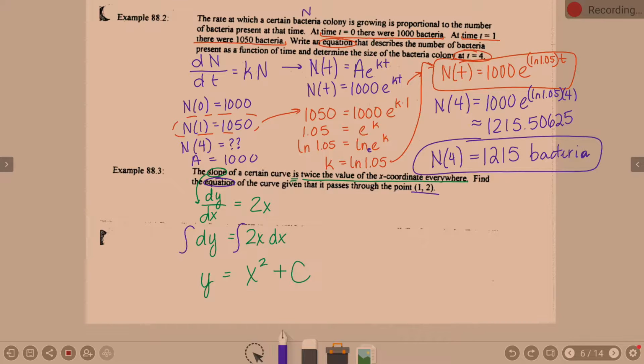Now, we're not done because we were given that it passes through the point (1, 2). Which means, since we were given that information, 1 and 2 are an x and y value, so we are able to find c.